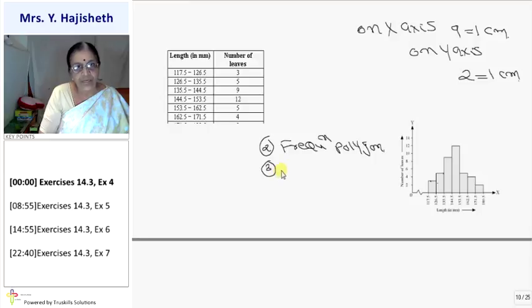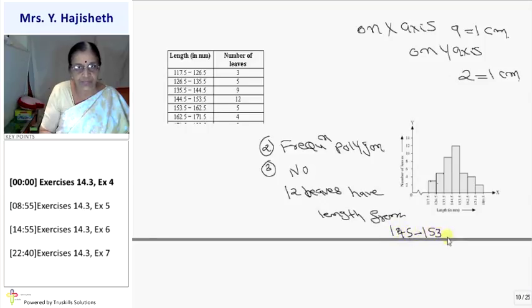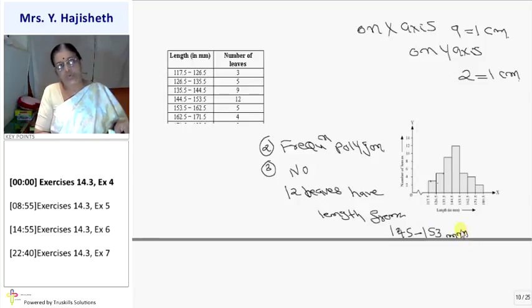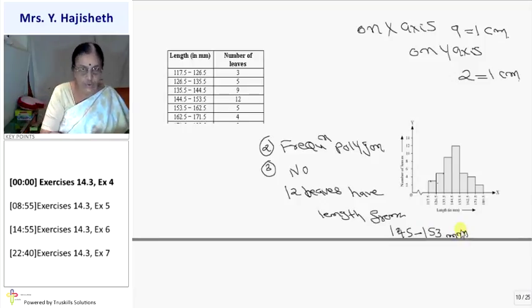And third question, can you say that the maximum number of leaves have length 153? No. Why no? Because the 12 observations, 12 leaves, have length from 145 to 153 mm. Okay, so the third question answer is no.